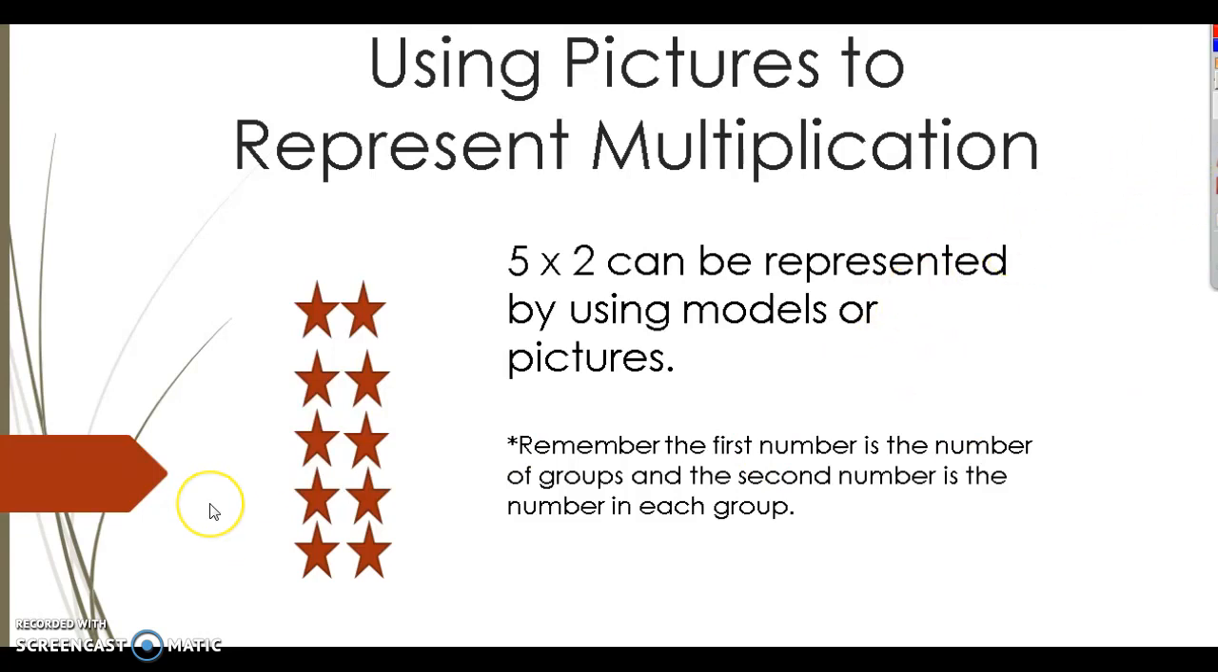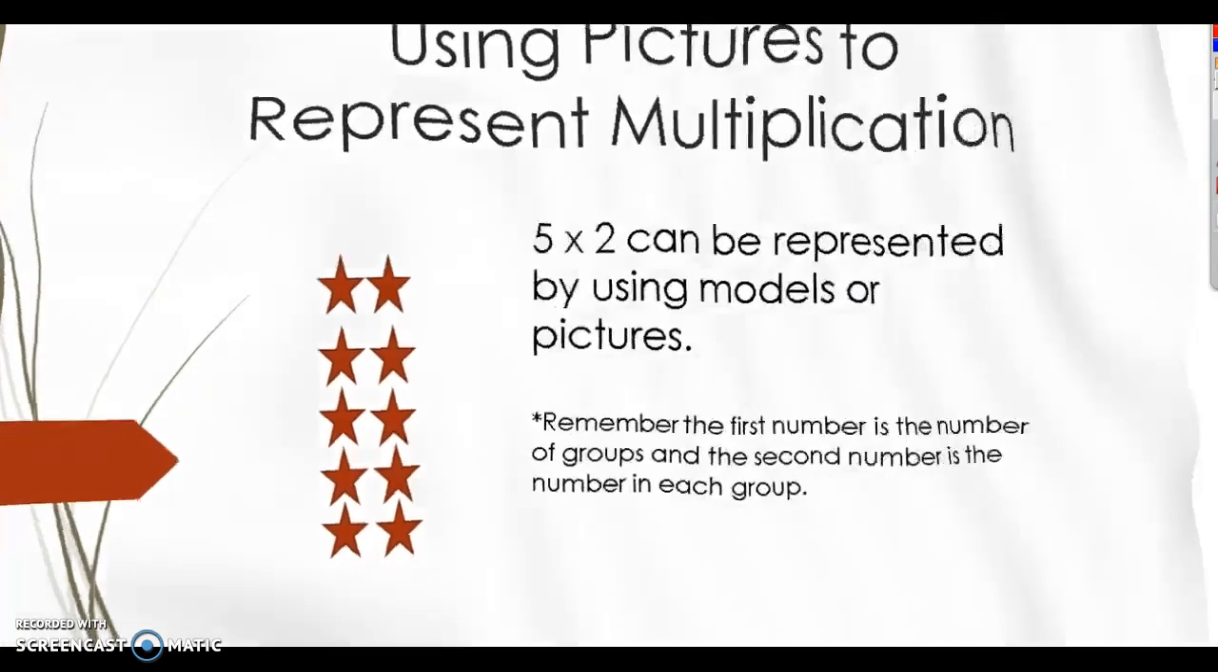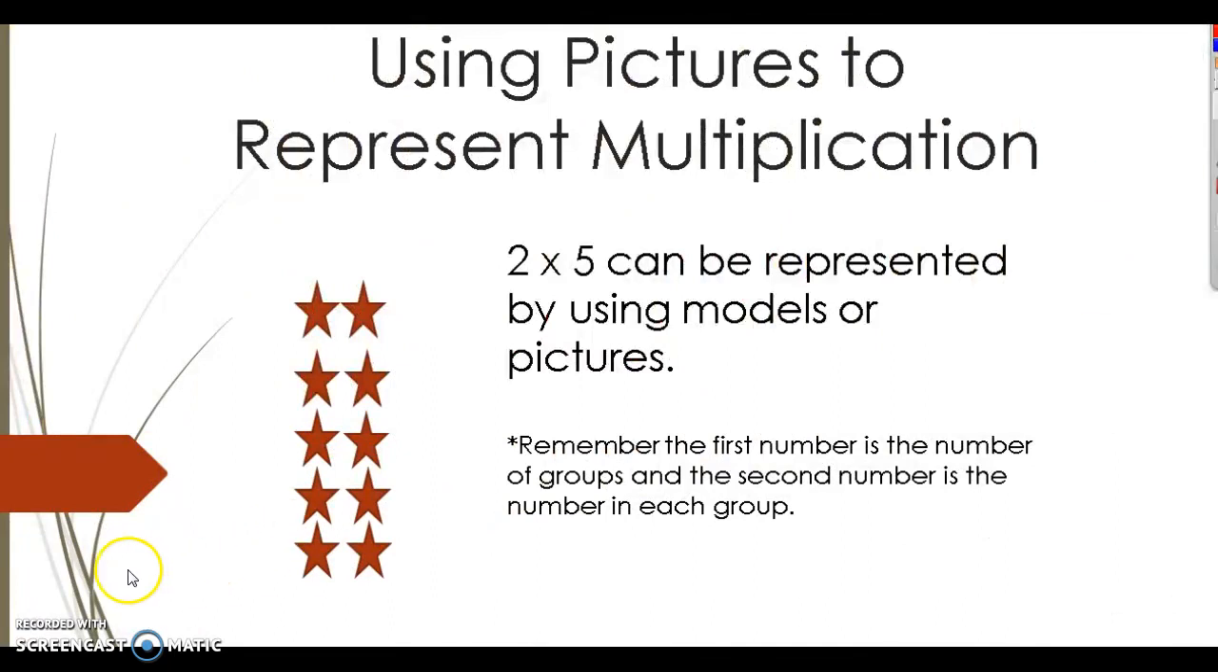Alright, now we're going to move on to a different example. It looks very, very similar. Just switch the numbers around. So now I want you to do this one on your own. So draw your 10 stars again. This time I just put the 2 first, 2 times 5. 2 times 5 can be represented by using models or pictures. So pause the video and circle the stars to show 2 times 5.